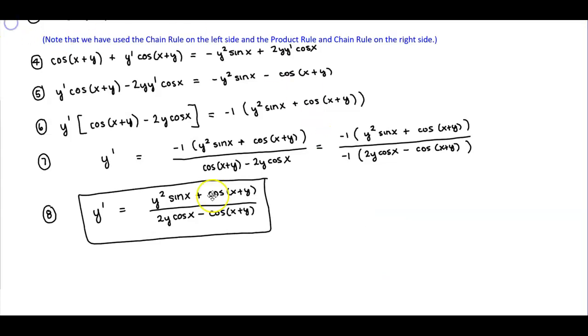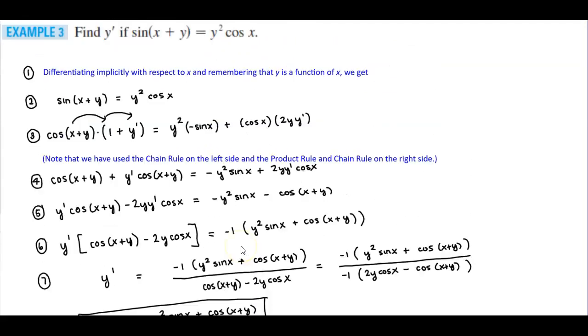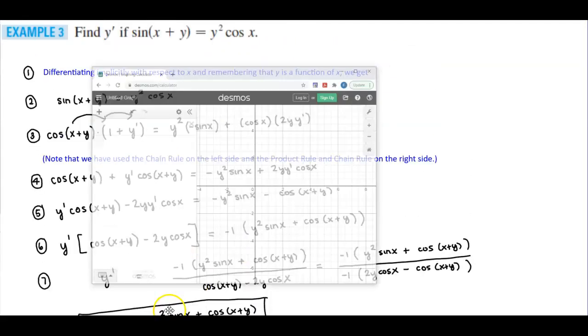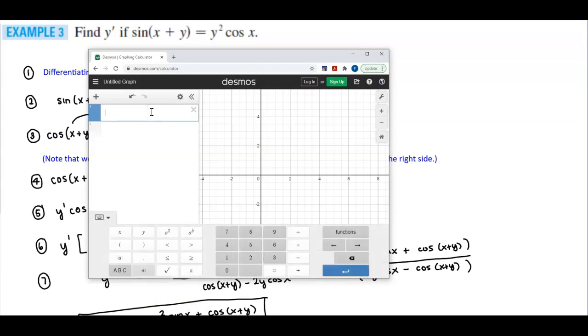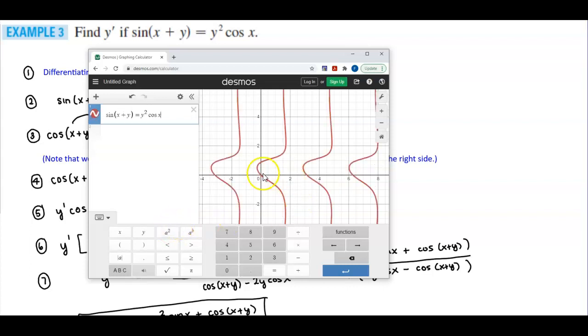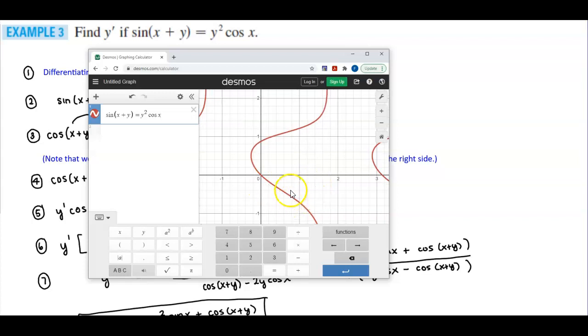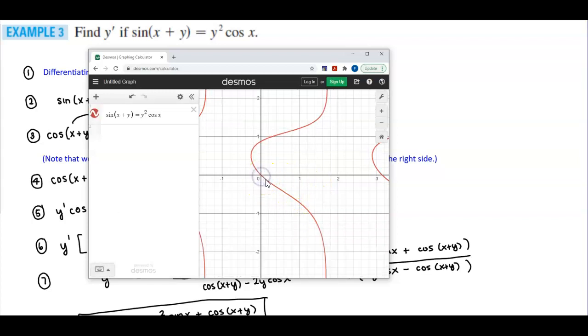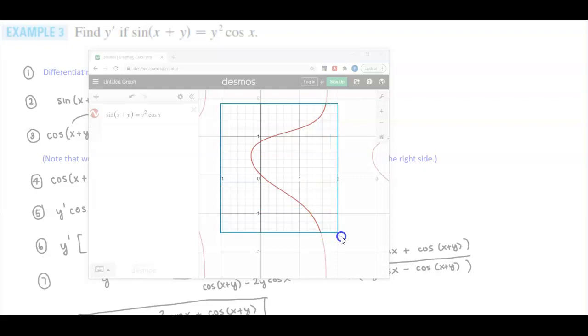Okay, now let's go ahead and graph the original function. So the original function is we have the sine of x plus y, and that's equal to y squared times the cosine of x. So there is our graph. Okay, so we can take a look here. What's happening right over here? Well, let's go ahead and copy and paste this graph so we can see what's happening.